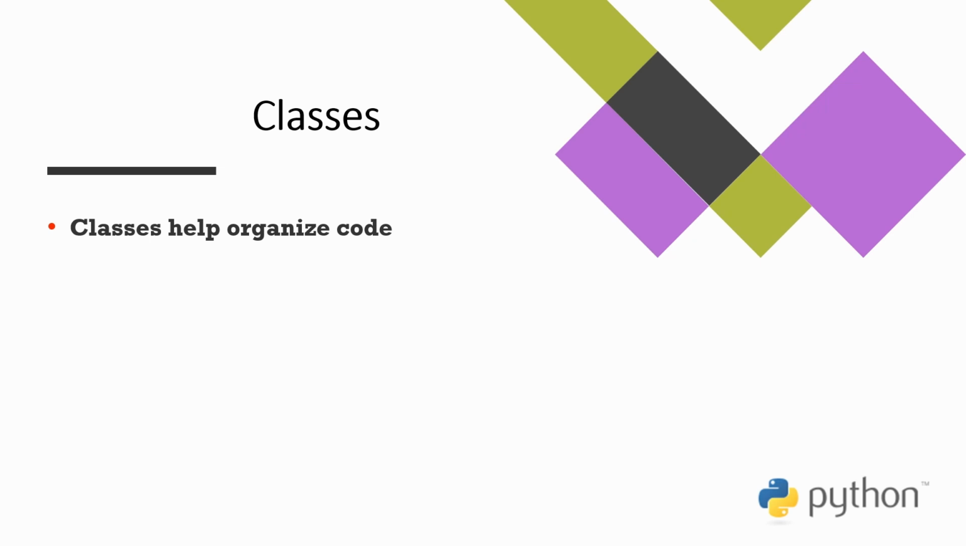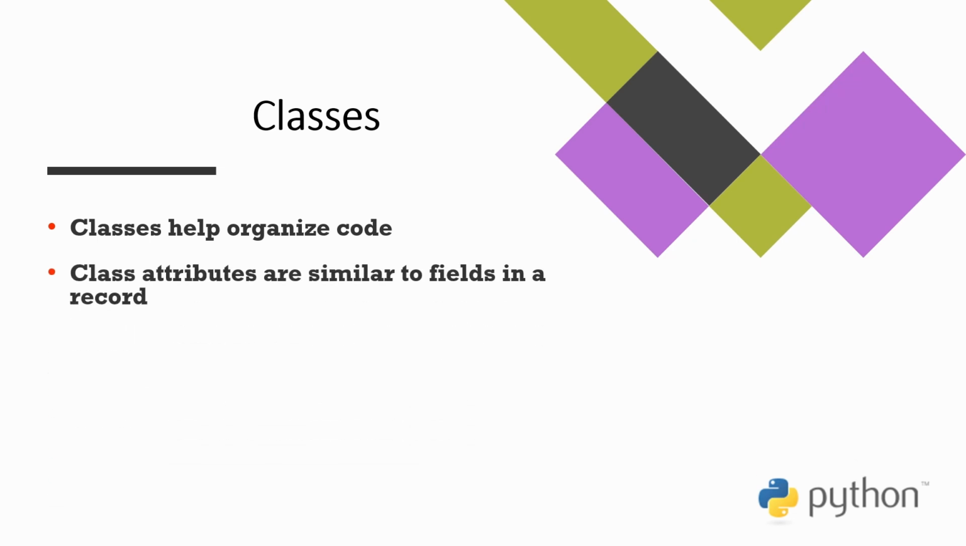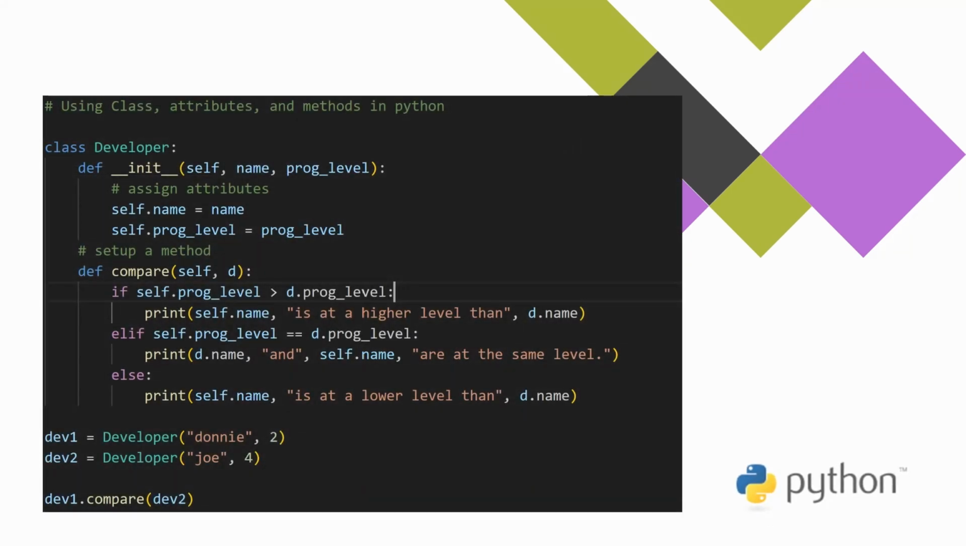This is how we use class in a programming language like Python. Class has two main types of things it contains: attributes and methods. An attribute is very similar to a field in a record. Methods are very similar to functions. This is a very simple example of a class in Python.